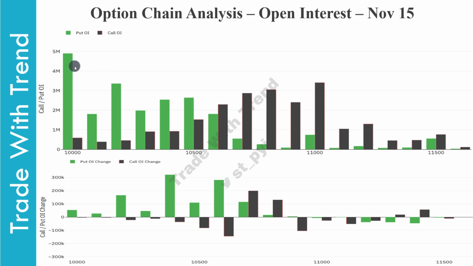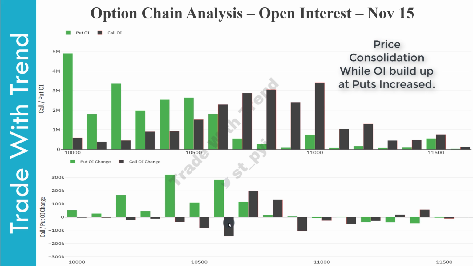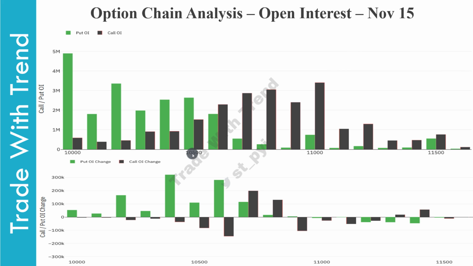Range as per open interest is 10,000 to 11,000. As price consolidated in this session between 10,600 and 10,700, open interest addition was seen at 10,400 put option and 10,600 put option. Some open interest addition was also seen at 10,700 call, but on a cumulative chart this would be irrelevant. Open interest reduction was seen at 10,500 call option and 10,600 call option. Important point here is that price has consolidated while open interest buildup at puts has increased.